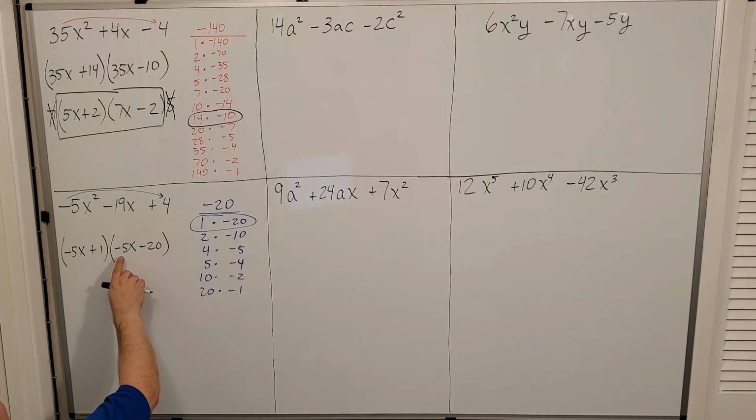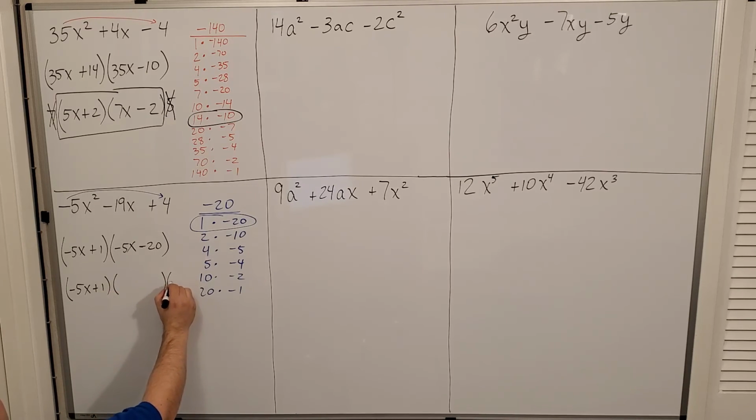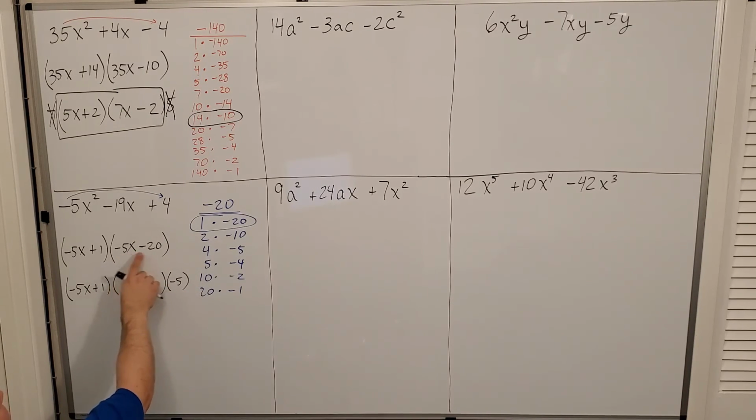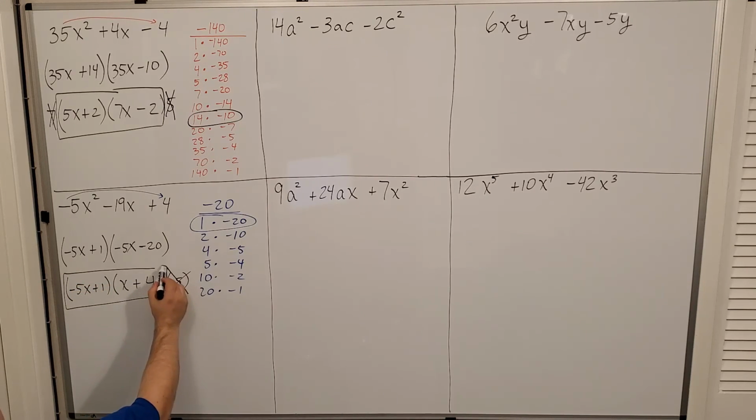Okay, so then right here, notice negative 5 and negative 20 both have a negative 5 in common. Right? Both of those have a negative 5 in common, which would leave me with x plus 4. And then I just throw away the extra negative 5. So this is one version of an answer right here. Negative 5x plus 1 times x plus 4.